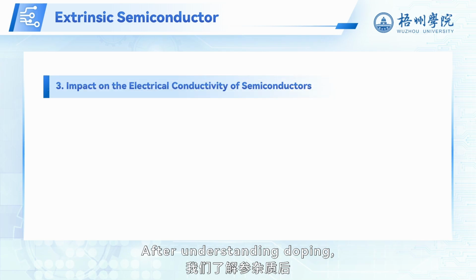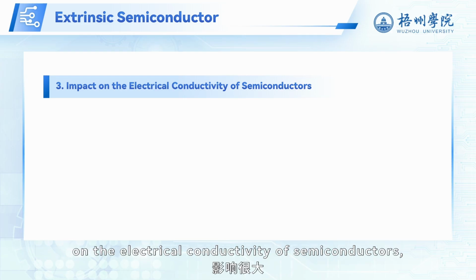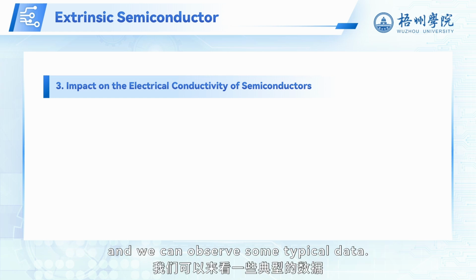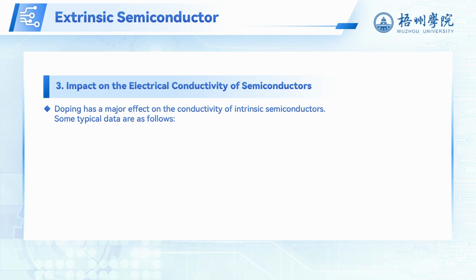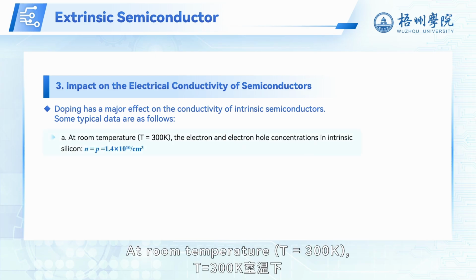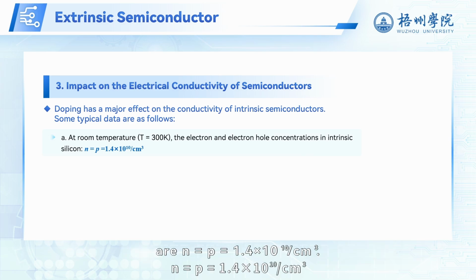After understanding doping, let's look at a few key concepts. Impurities have a significant impact on the electrical conductivity of semiconductors, and we can observe some typical data. Doping has a major effect on the conductivity of intrinsic semiconductors. For example, at room temperature, T equals 300 Kelvin, the electron and electron hole concentrations in intrinsic silicon are N equals P equals 1.4 times 10 to the 10 per cubic centimeter.